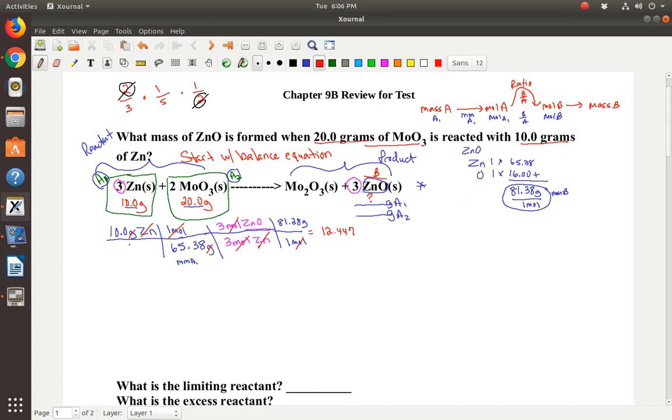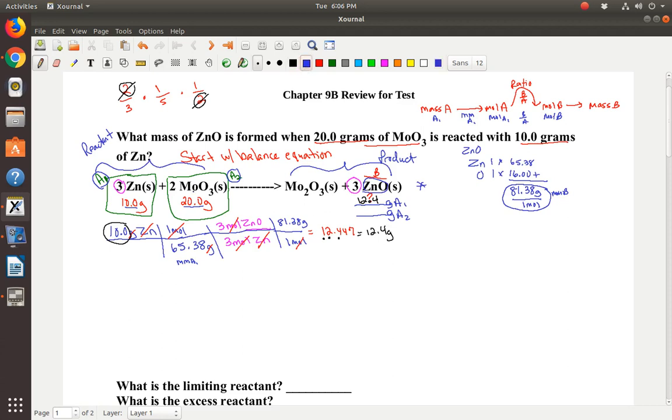12.447. Now we have to check sig figs. Notice that this number has only 3 significant figures. That's the measured value, so I need 3 sig figs, 1, 2, and 3. So that's 12.4. That's my first answer, 12.4 grams.